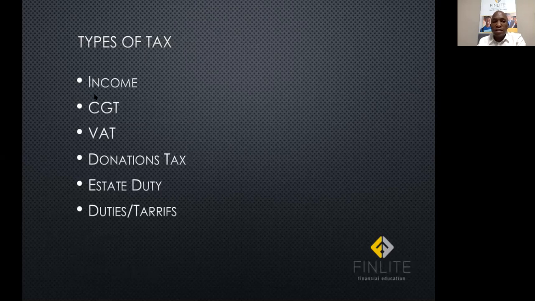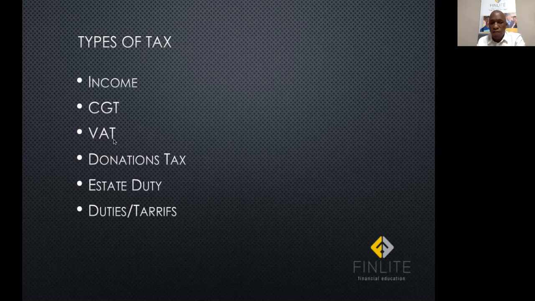So these are some types of taxes. There's income tax, which follows everything that we spoke about on the previous slide; all of those things we spoke about are income. And then there's CGT, which is capital gains tax on any capital growth. If you bought a property and it increases by a certain percentage, that is capital growth. It's then called capital gains tax. So you are taxed at only that portion of growth, not the rest of the asset.